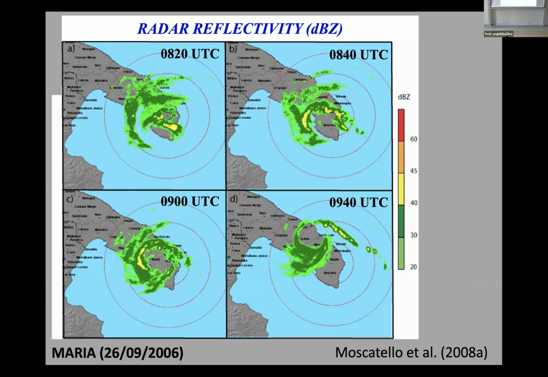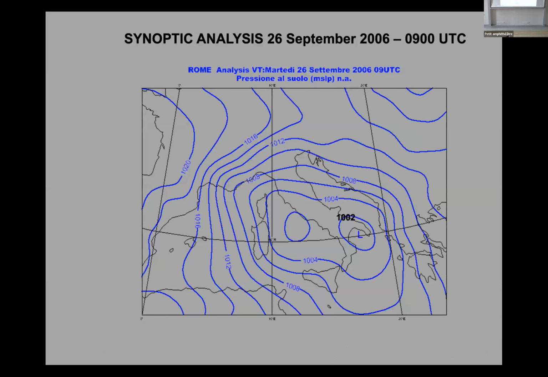And it was interesting to see that both the National Service analysis did not identify anything particular, just at the time of the landfall. It showed just a minimum pressure of 1002 hectopascal, nothing particular occurring. And really also the ECMWF analysis strongly underestimated this case, probably because of the small scale and the fact that it arrived from the Ionian Sea.